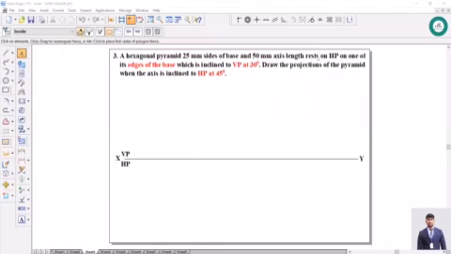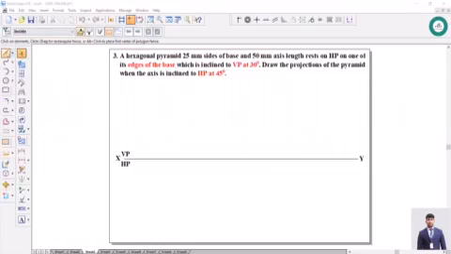Hello everyone. Coming to the next question: a hexagonal pyramid, 25 mm sides of base and 50 mm axis length, rests on HP on one of its edges of the base. So this forms the first condition, which is inclined to VP at 30 degree. This goes to the third condition. Draw the projection of the pyramid when the axis is inclined to HP at 45 degree. This will be our second condition.